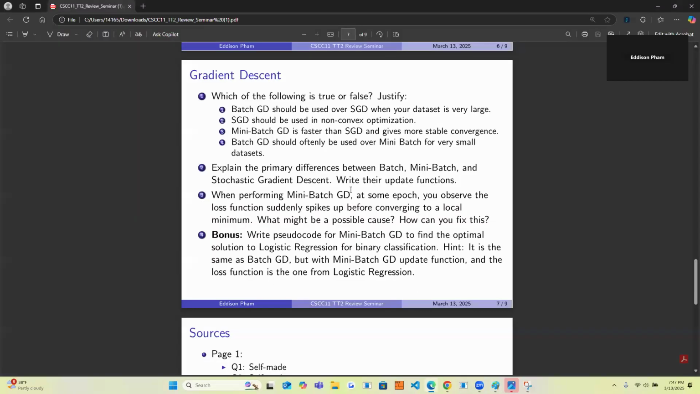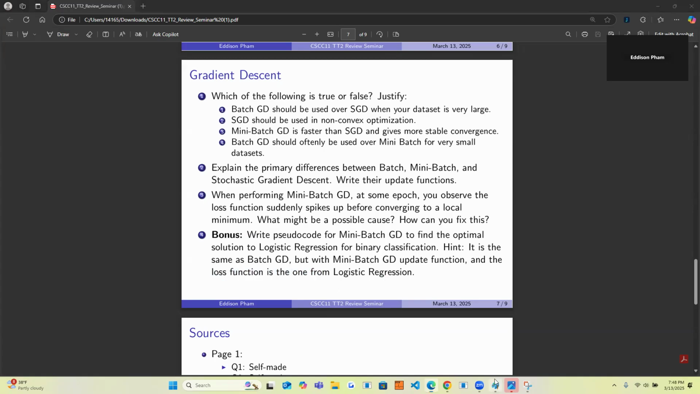Okay. And that brings us to the end of the review seminar. But let me just point out this question for you guys. This question is basically telling you to use mini batch GD to find the optimal solution to logistic regression for binary classification. Note, this question is not too much different from batch gradient descent used on OLS. All you have to do is change up the objective function, and do not forget to shuffle your data set.